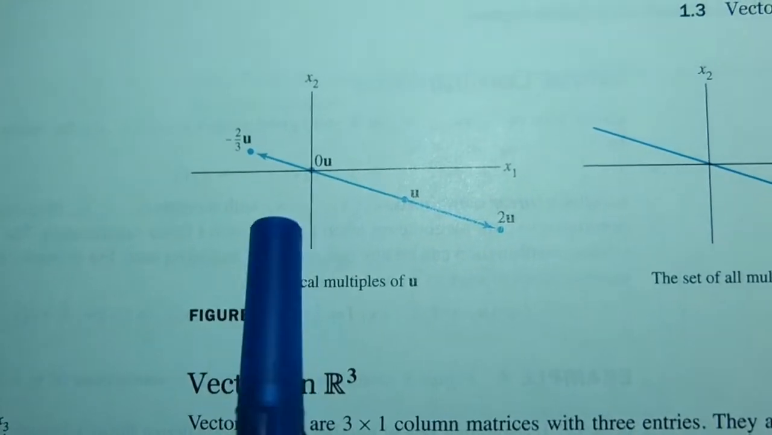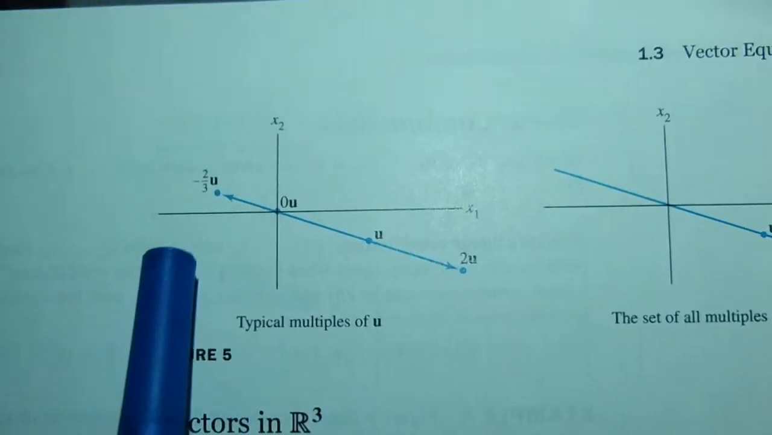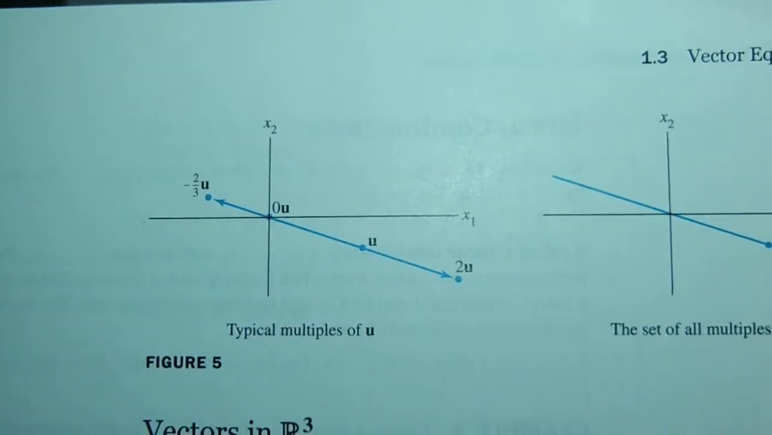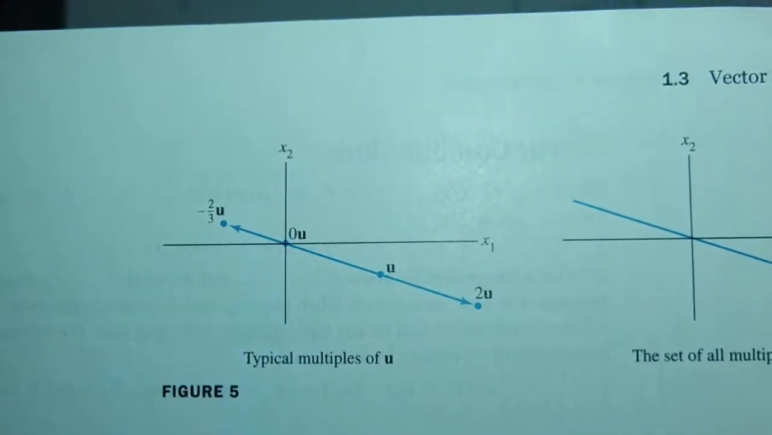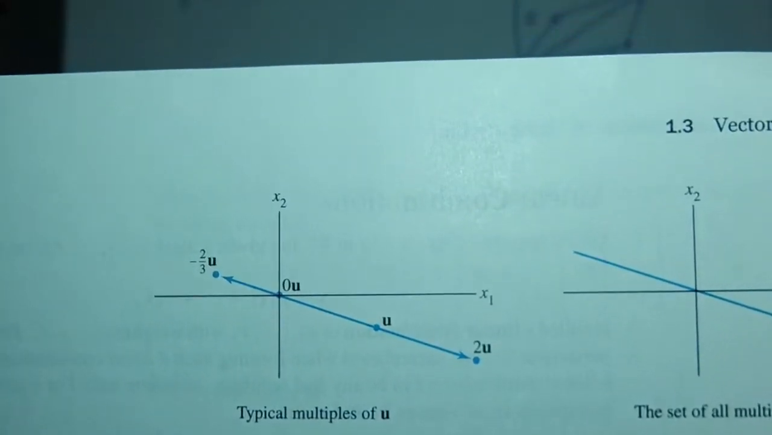So here's 0u, you can think of if you like. Here's u. There's 2u. Minus 2/3 u, of course, is scaled in not quite as nice a way, but it's the same idea. So it would point in the opposite direction of u, and it would be 2/3 as long.